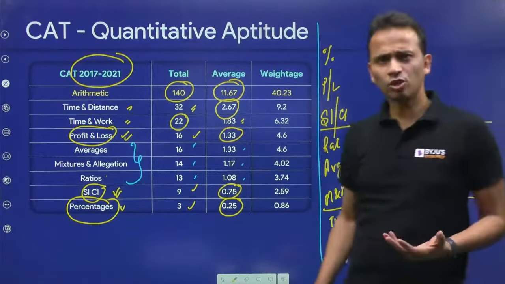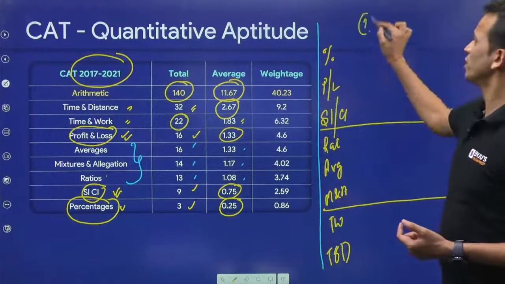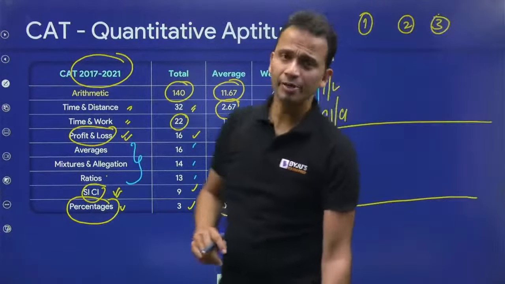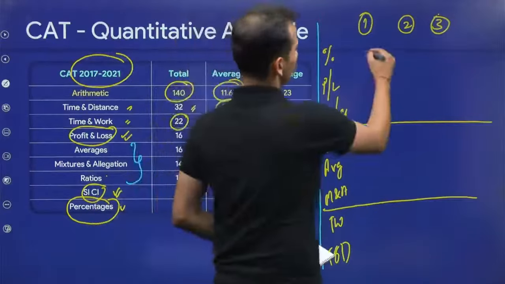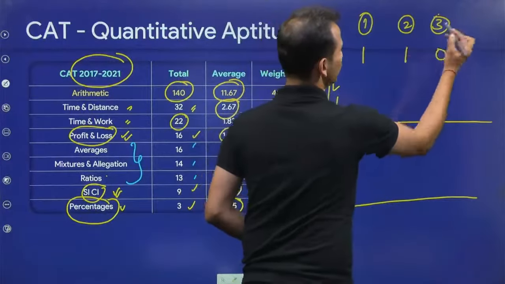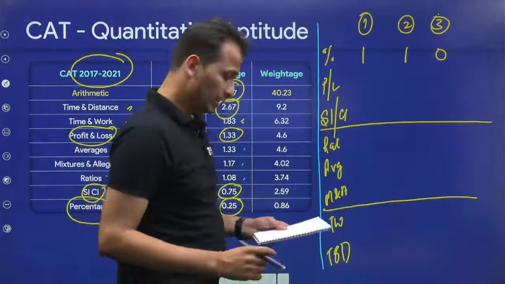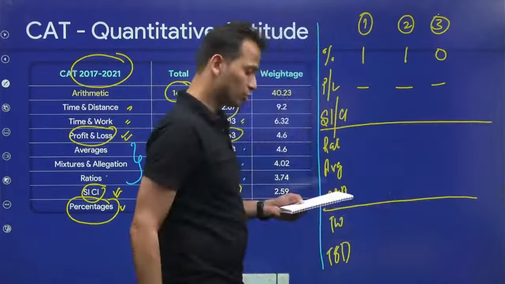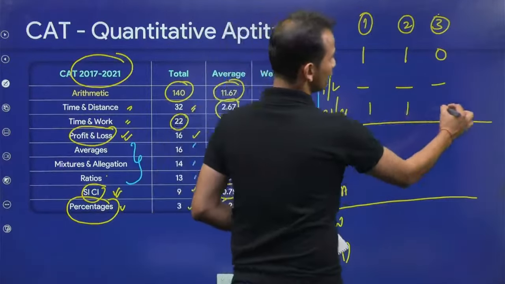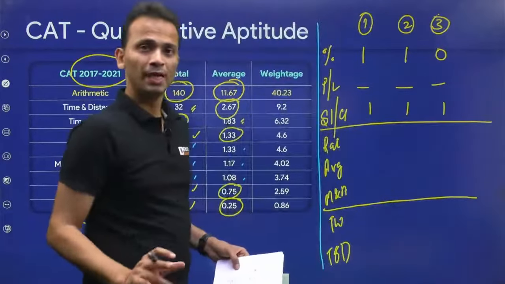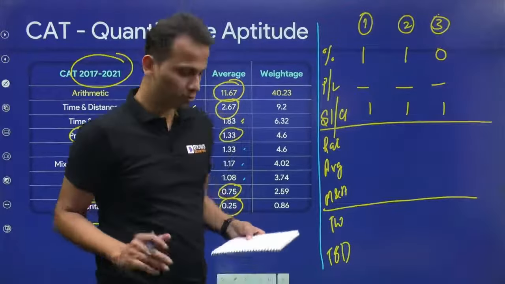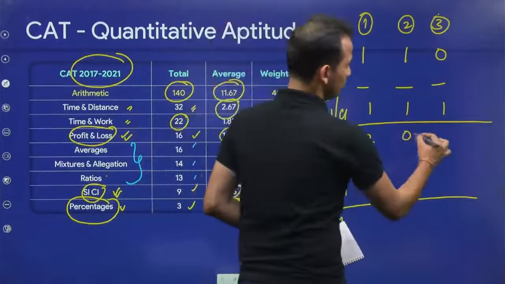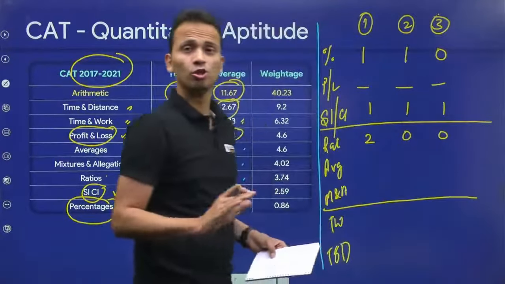Now, last year there were 3 slots. Slot number 1, slot number 2, and slot number 3. I have a table prepared. From percentages, there was 1 question in one slot, and 0 questions in the others. Then profit and loss, there were no questions in any of these slots. And from simple interest, compound interest, 1 question each appeared in the last year in every slot. Now ratios, 2 questions were there in slot 1. No question was asked in slot 2 or slot 3.